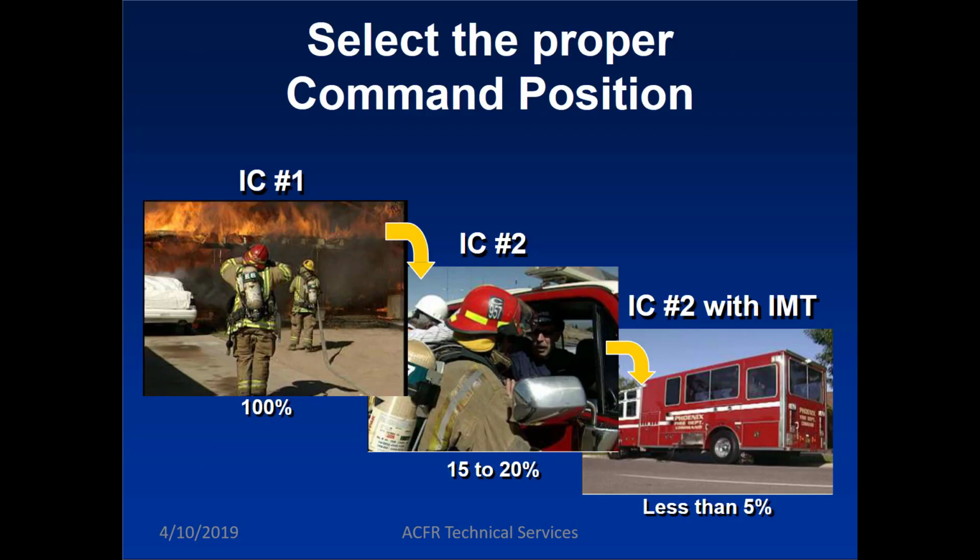So, selection of the proper command position. 100% of the time on these incidents, we're going to have that IC number 1, which is the fast-acting company officer, who should establish command 100% of the time, especially if we have more than 2 units responding. About 15 to 20% of the time, we'll actually get a DC, a district chief level position, on scene to be incident commander number 2, and then less than 5% of the time will we have an IC number 3 with an incident management team at that level.